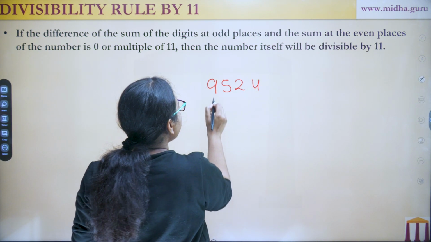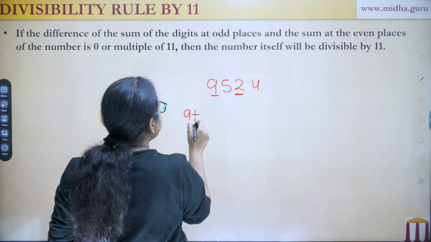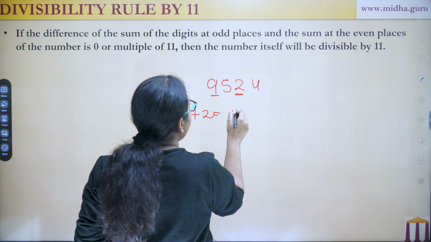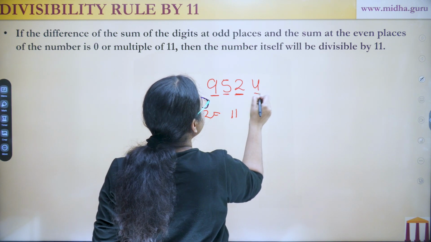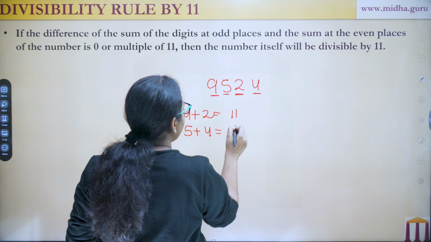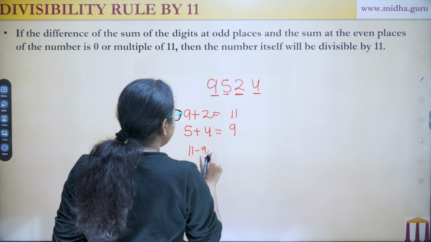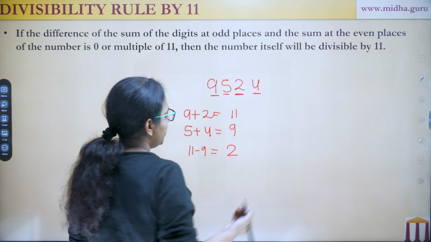9, 9, 5, 2, 4. What we need to do is take the odd places first. Let's sum it, which is 11. Now we will take the even places, which is 5 and 4, which is 9. Now we need to get the difference of both the sums, which is 11 minus 9, 2.